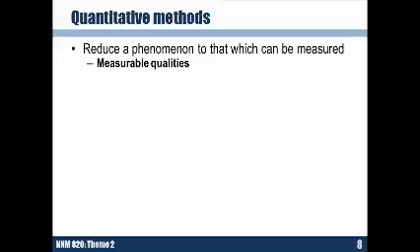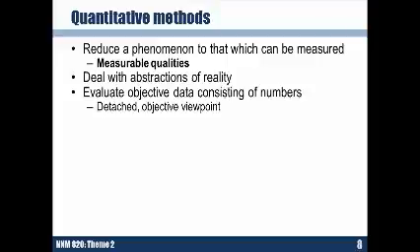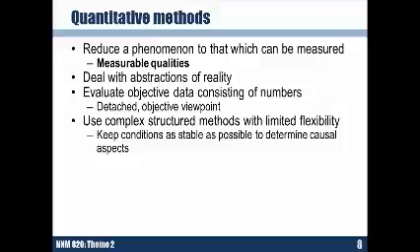Quantitative methods, on the other hand, is where we look at the measurable qualities of a phenomenon. So instead of the experienced qualities, it's the measurable qualities. And we're dealing with abstractions of reality because we want to get to fundamental laws of nature, things that are generally applicable. So we look at our objective data that consists of numbers, and we do this in a detached and objective viewpoint. It's not subjective data.